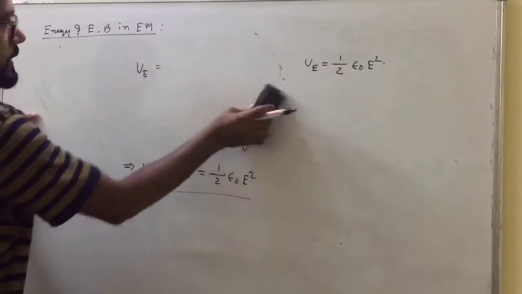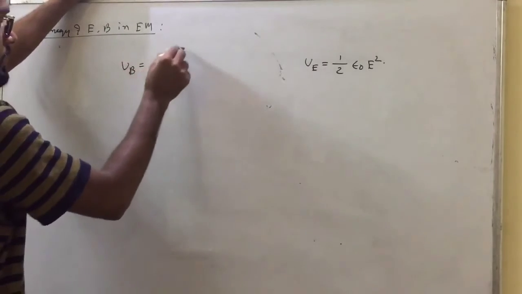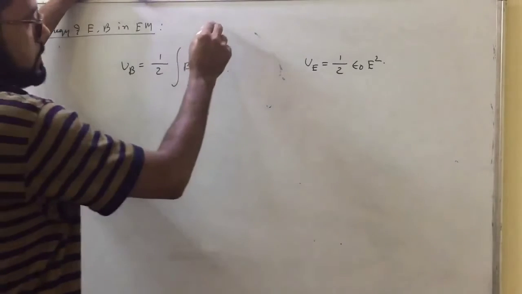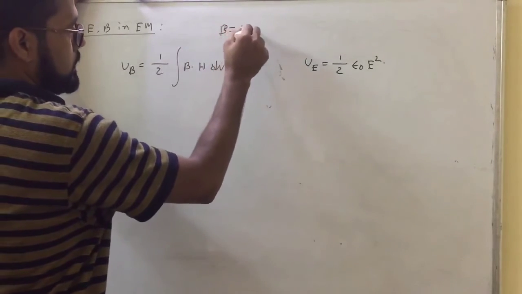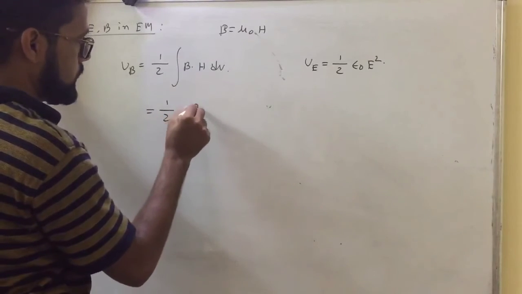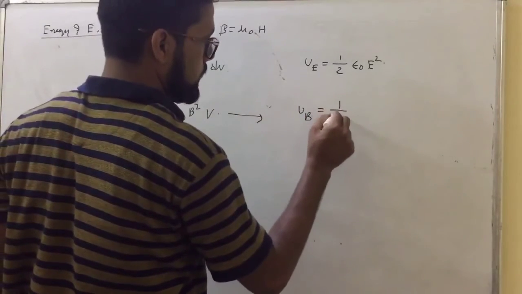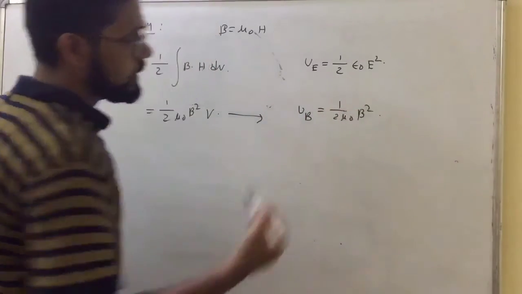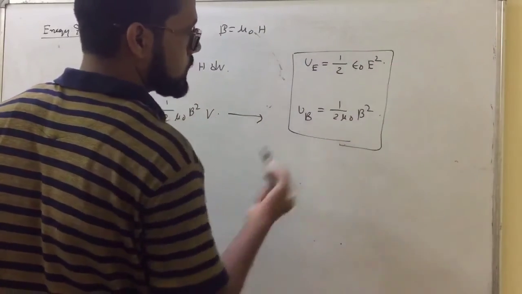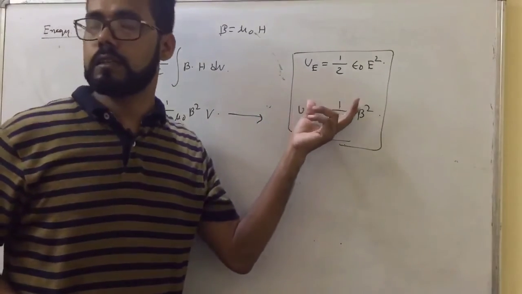Similarly, for the magnetic field energy, we use the same formula, 1/2 integration B dot H dV, and B equal to mu naught H. Similar to the previous equation, we get 1/2 B square by mu naught times V. So the magnetic field energy density is 1/2 B square by mu naught. Clear? This is the energy formula that we are going to use to calculate the energy associated with the electric field and magnetic field.